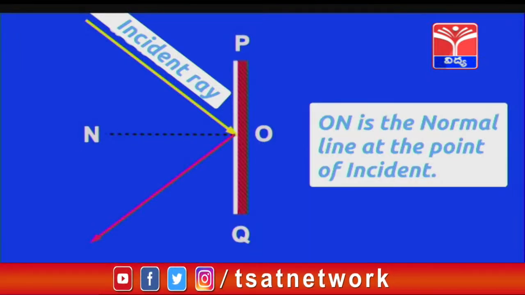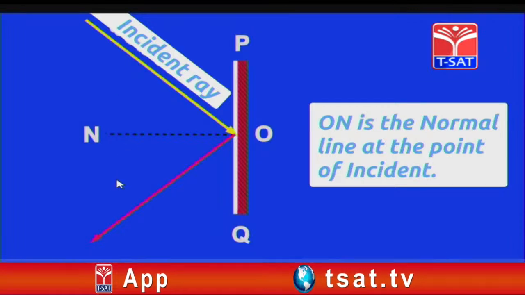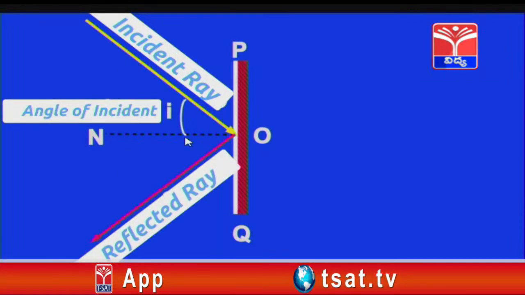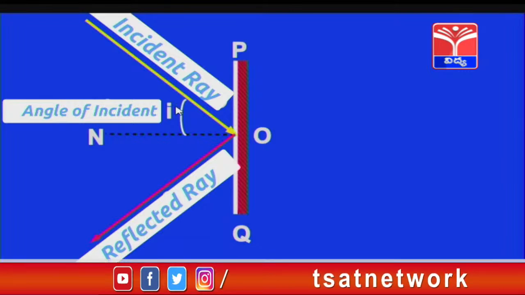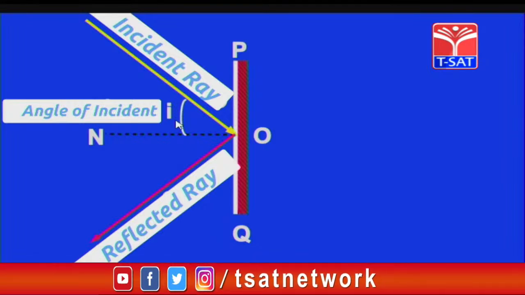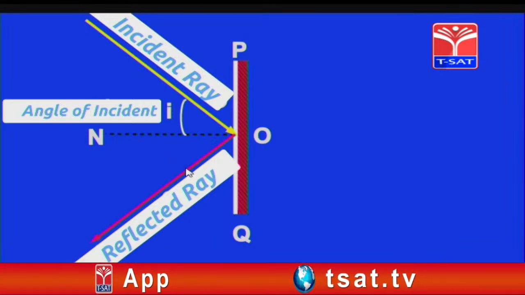ON is a normal line at the point of incidence. Then the incident ray reflects back. This ray is called the reflected ray. See students, the angle between the normal and the incident ray is called the angle of incidence, and the angle formed between the normal line and the reflected ray is called the angle of reflection.